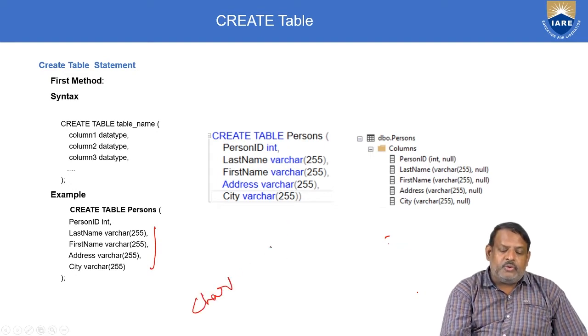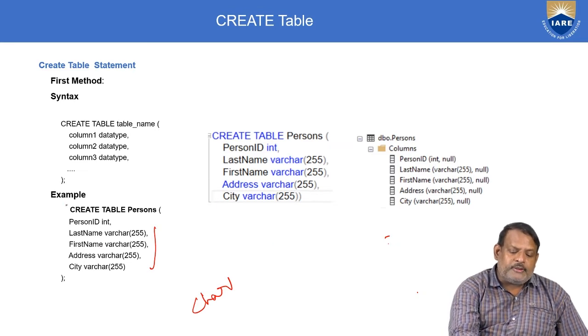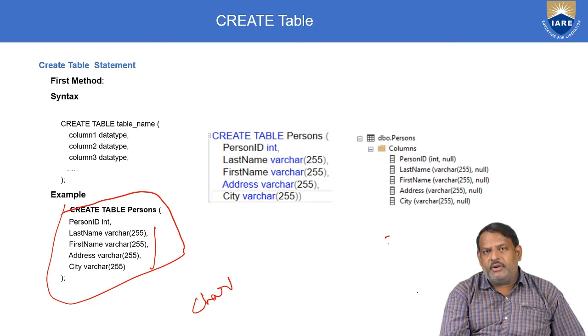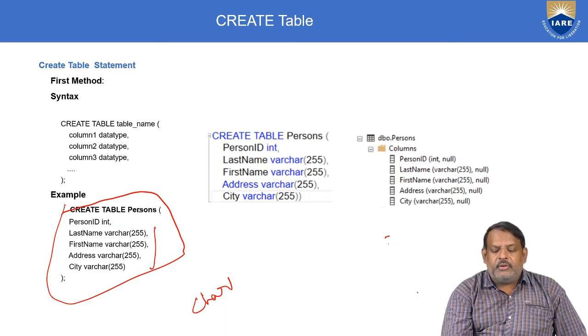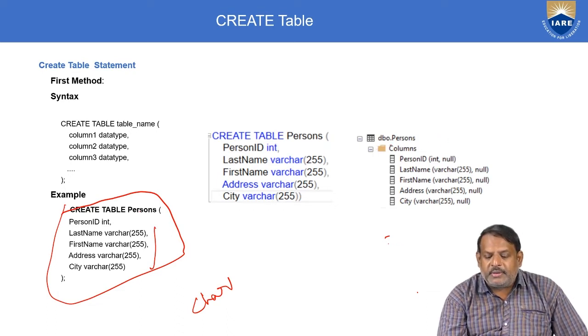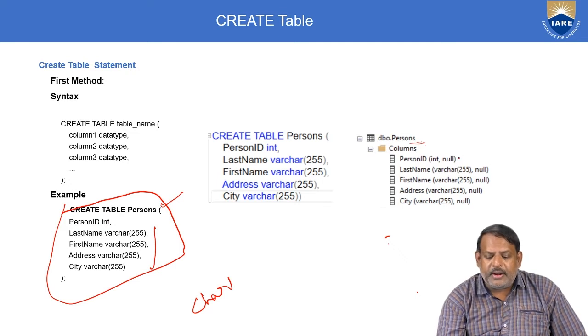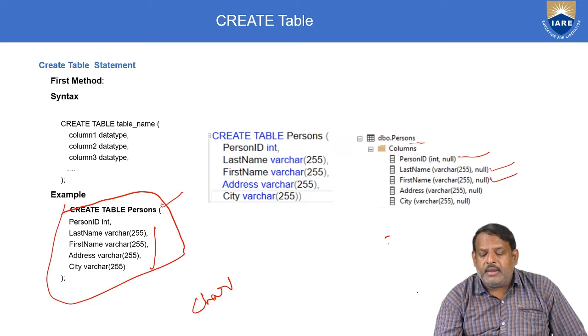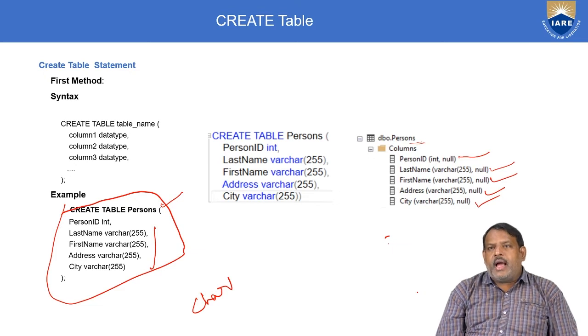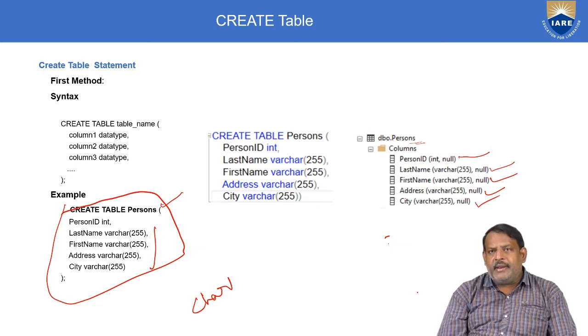If you copy this syntax, this code, and execute it on the SQL Server window, your table will be created. You can see that the person table is created, because your table name is person. Then followed by the columns: person ID, last name, first name, address, and city. So I have created a person table by writing code.